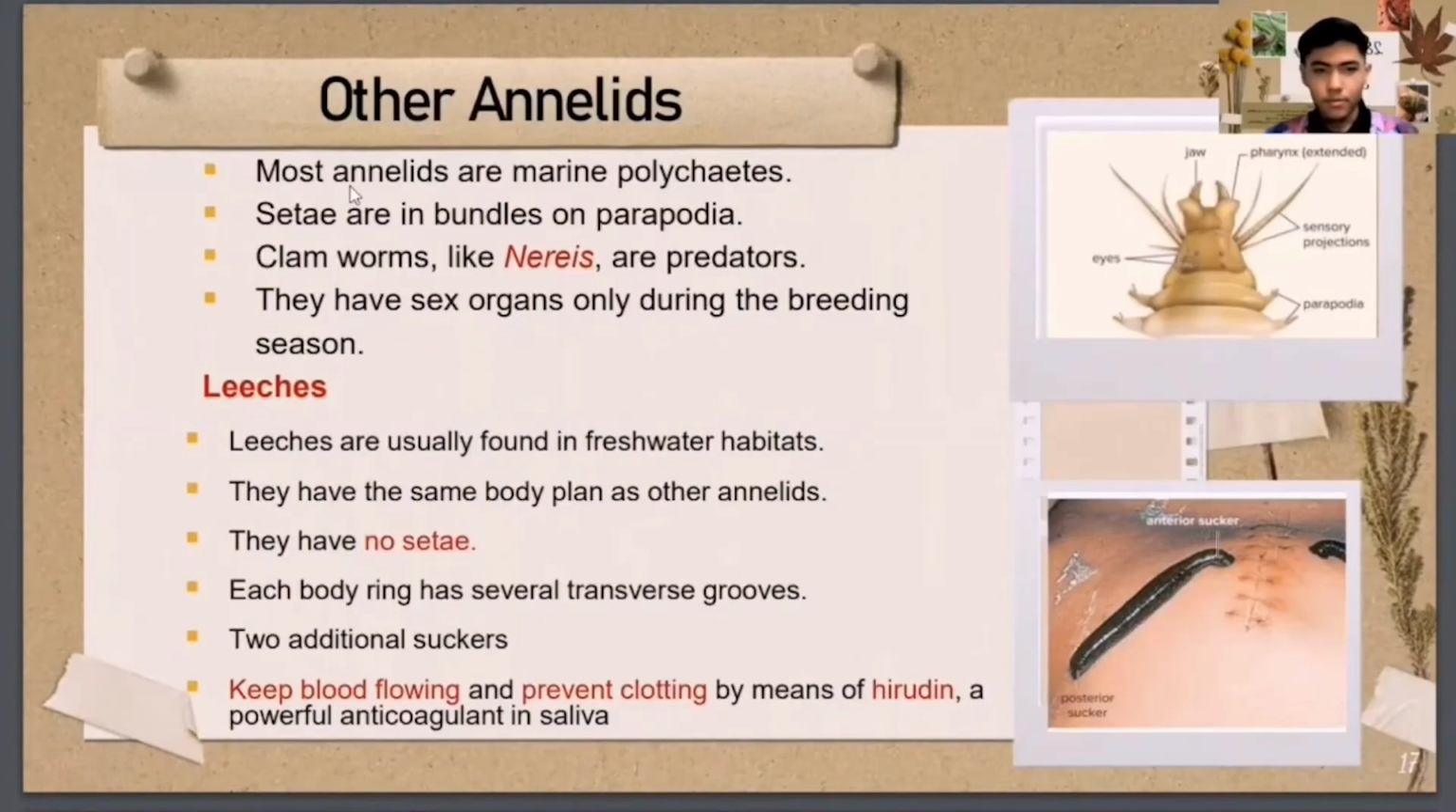Other annelids. Most annelids are marine polychaetes. Setae are in bundles on parapodia. Worms like Nereis are predators. They have sex organs during the breeding season.